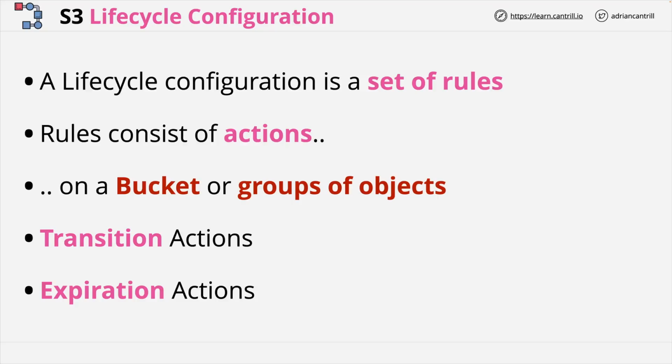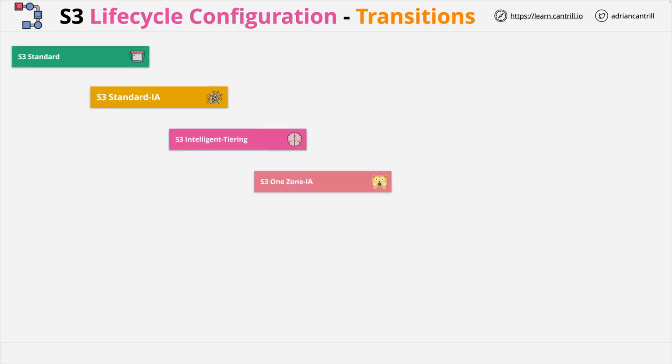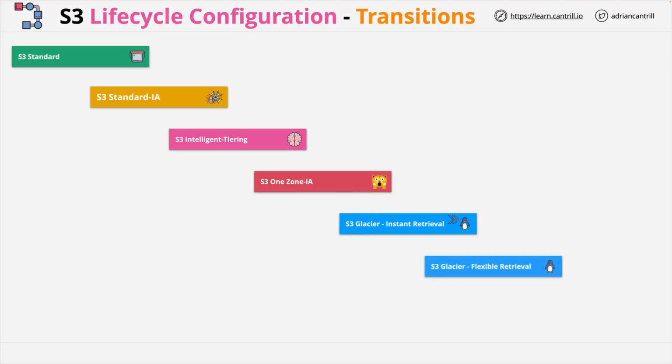Now let's look visually at the lifecycle process. So with lifecycle configuration, specifically the transitions between different storage classes, you can think of this as a waterfall. So we start with all of the storage classes. So we've got standard, infrequent access, intelligent tiering, one zone infrequent access, Glacier instant retrieval, Glacier flexible retrieval, and then Glacier deep archive. And it's important to understand that this transition process, like a waterfall, flows down.